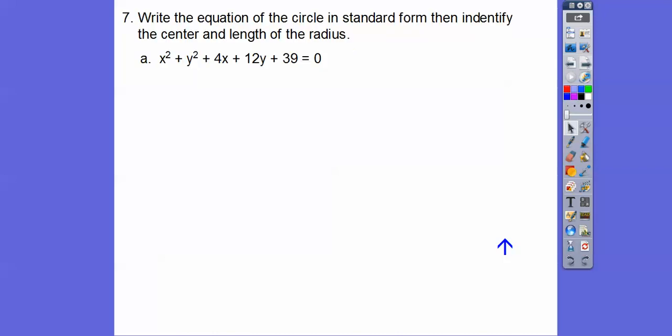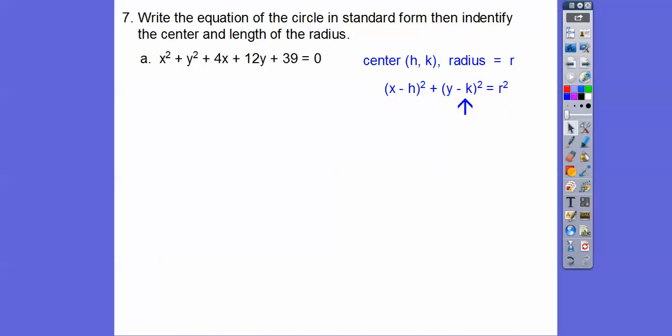So here we're going to write an equation of the circle in standard form and then identify the center and the length of the radius. Our center is (h, k) and the radius is r, as long as we can get (x minus h) squared plus (y minus k) squared equal to some number over here. If we square root this number, it will be our radius.